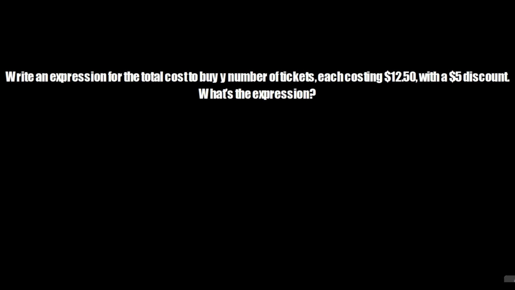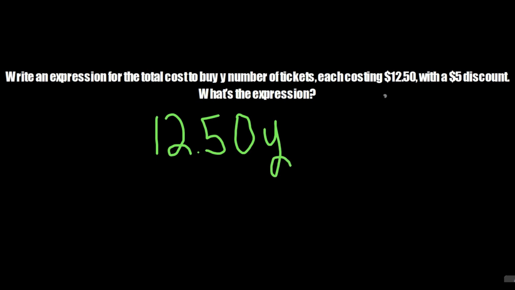So let's see what the expression is. First, we're buying Y number of tickets, so Y will be the variable, each costing $12.50, meaning one ticket is $12.50. So we would write this as $12.50 times Y, with a $5 discount, so we're going to do minus 5. And that will be the expression.